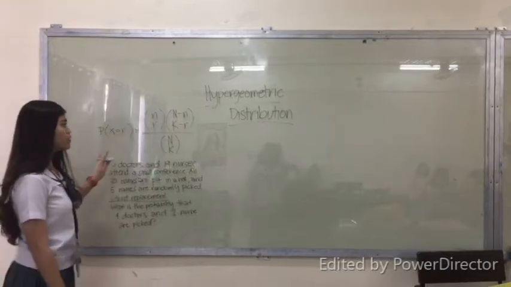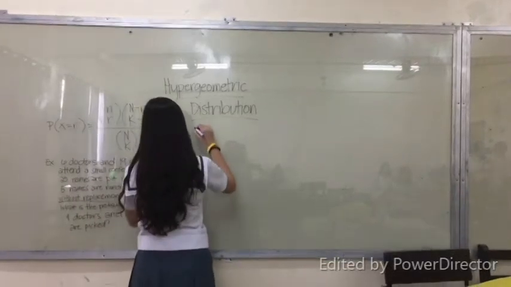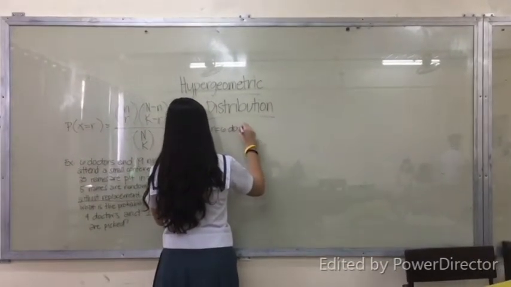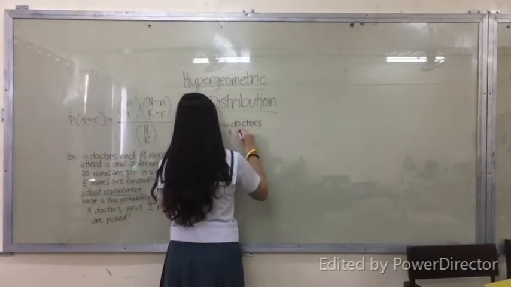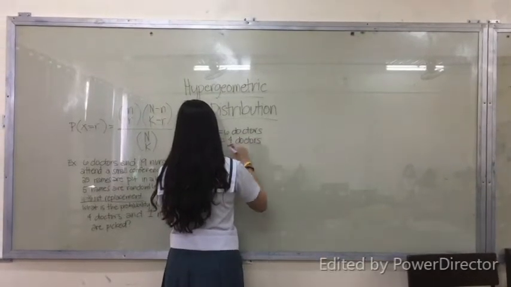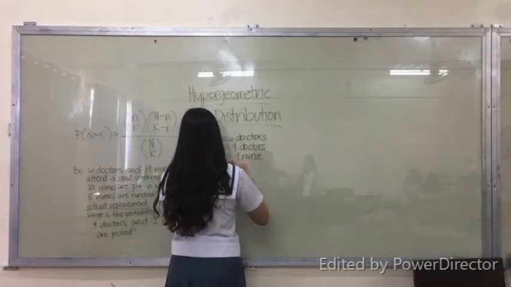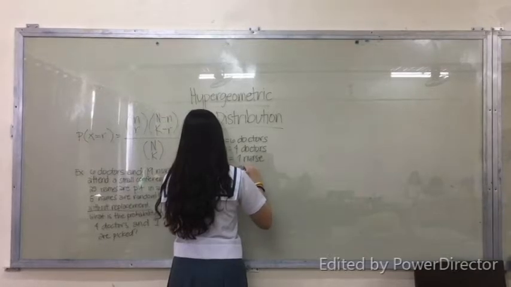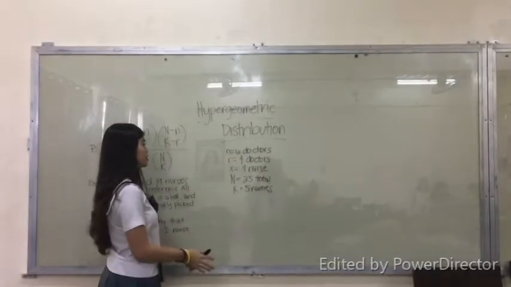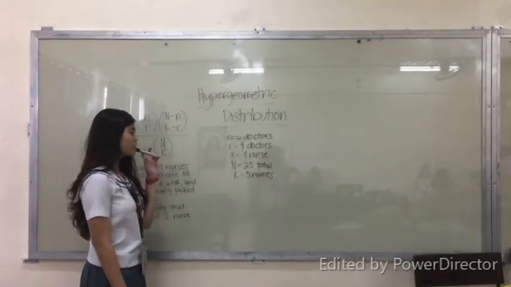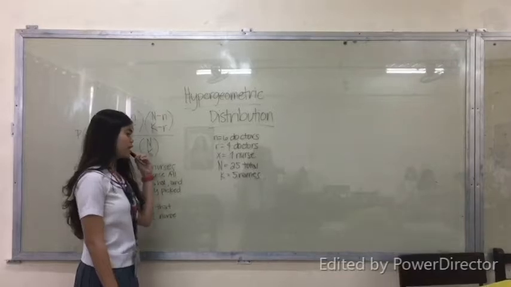So the formula of hypergeometric distribution is this, in which n is 6 doctors, R is 4 doctors, x is 1 nurse, the capital N is 25 total, and the capital K is 5 names.